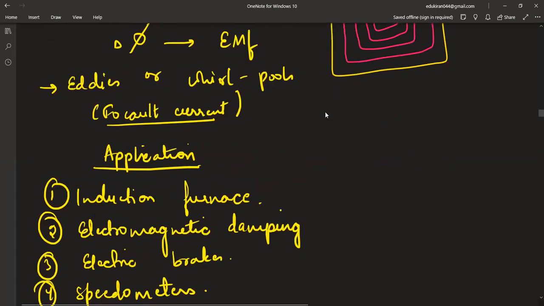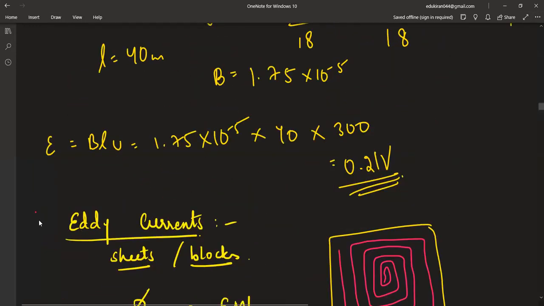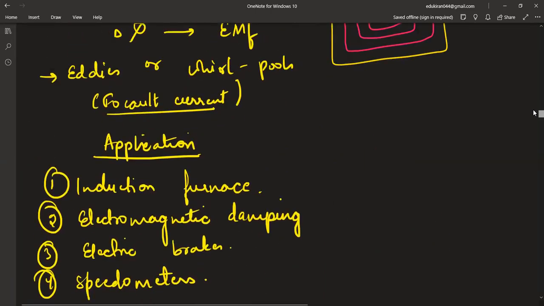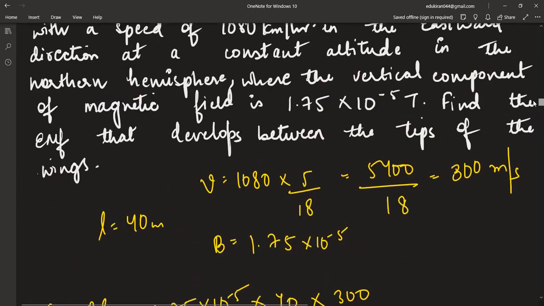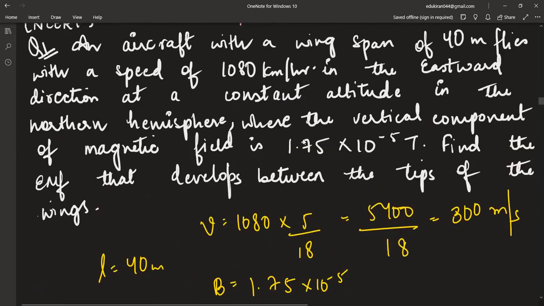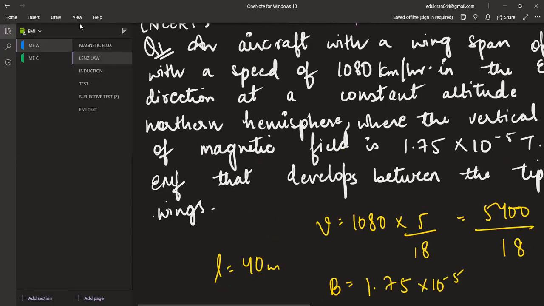They are used in induction furnace, electromagnetic damping, electric brakes, speedometers. Details, formula, no need to remember. Just at the corner of your notebook or after writing this, just make a note. Write it is not included in the CBSE syllabus so that you don't revise it for the exam, and just write it so that you will have a brief idea. Yes, I'll show the question. Write down the question, those who haven't. Then straight away we'll start with induction, our last topic for EMF, EMI.